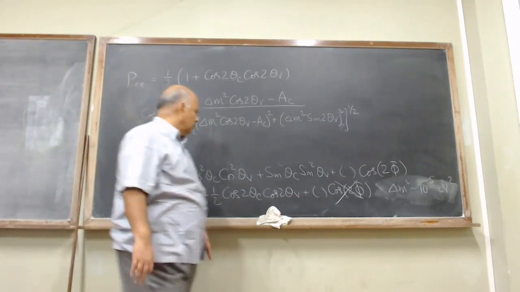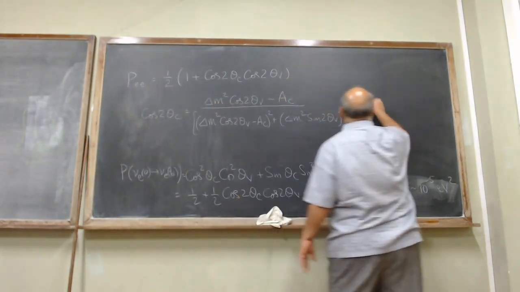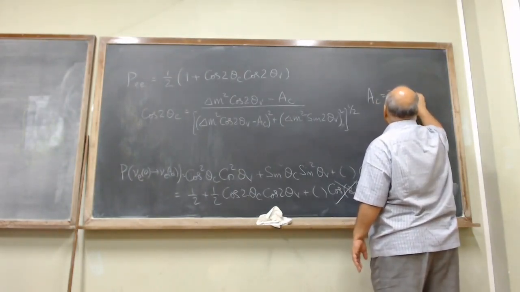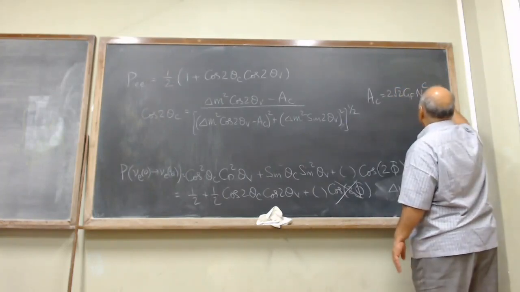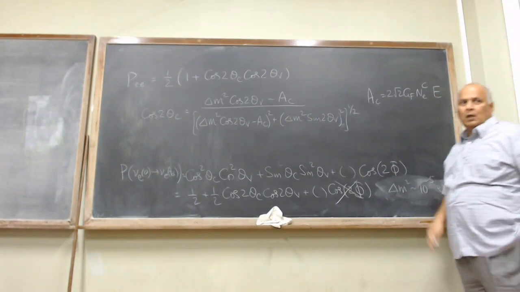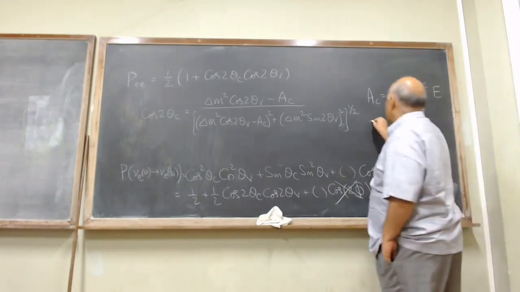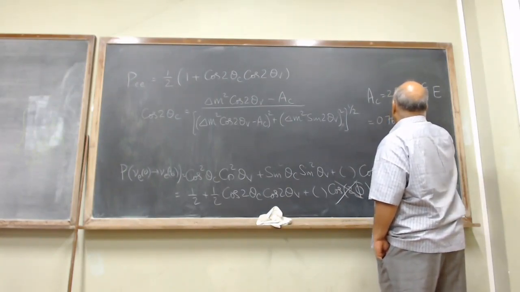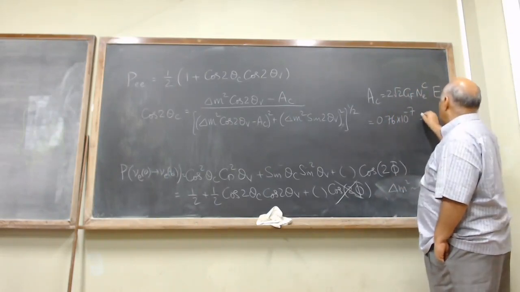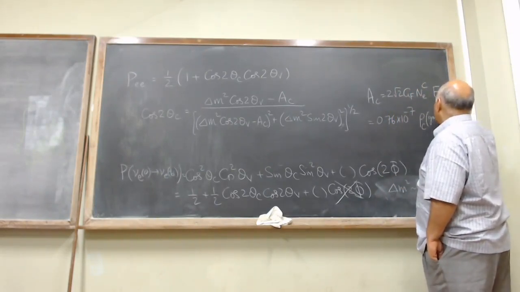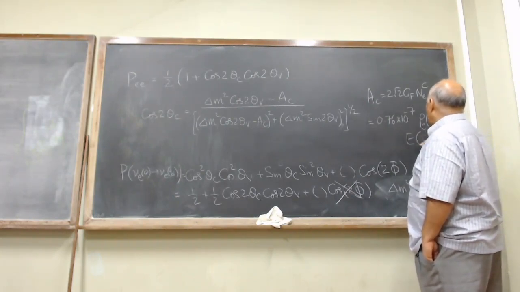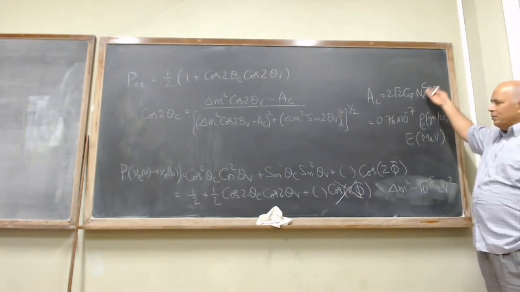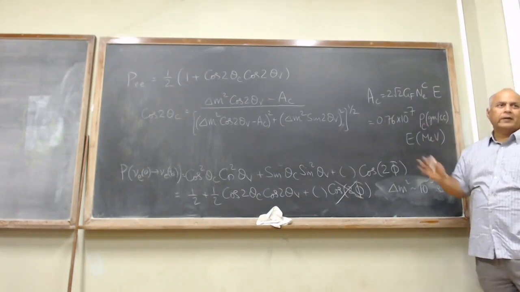So, and remember, AC is 2 GF, number of electrons at the core times energy. By the way, this is translated into 0.76 into 10 to the minus 7 rho at the core in grams per cc times E in MeV. The electron number density we translate into matter density.